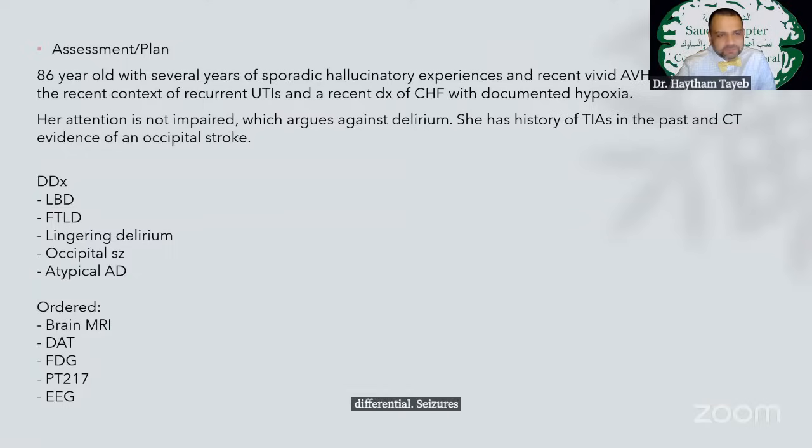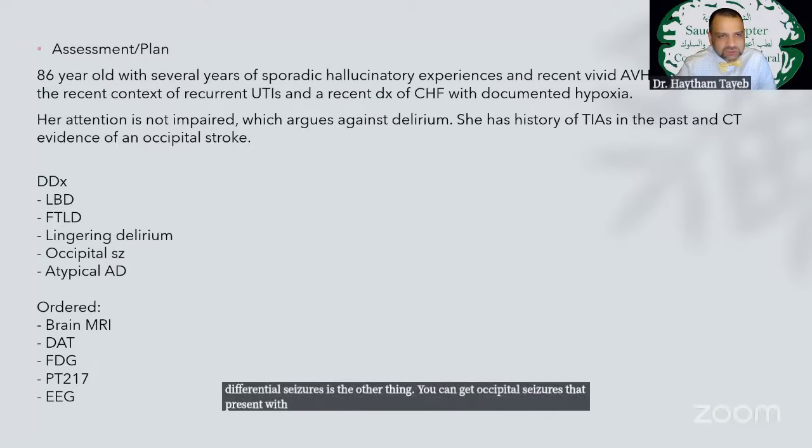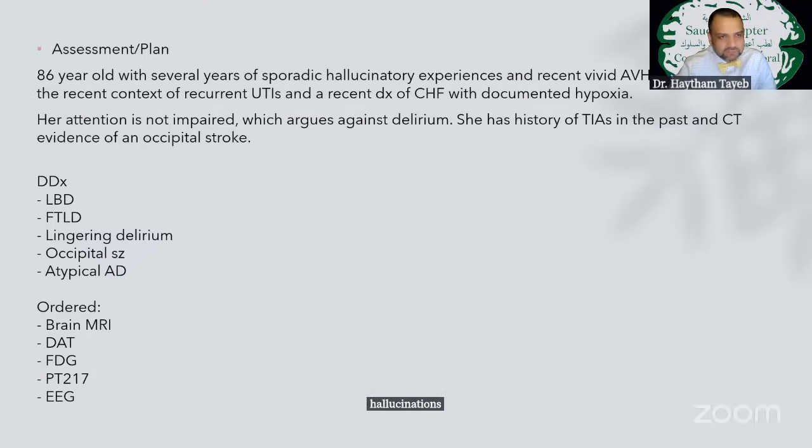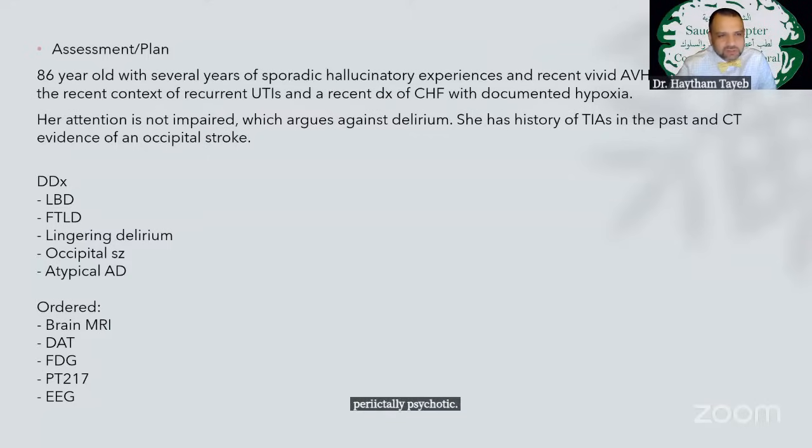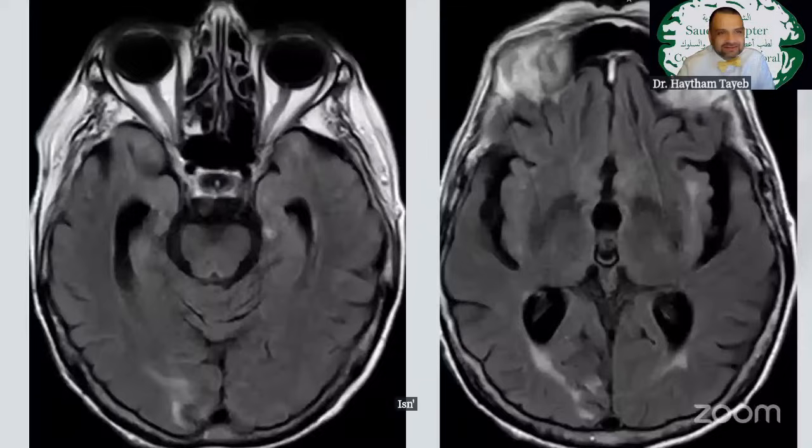Seizures are the other thing. You can get occipital seizures that present with hallucinations, and if you're getting enough of them with sufficient spread, you can be periictally psychotic. So that's another masquerader to think of. An atypical AD is down on the list, and obviously mixed pathology is in there. So, having the luxury of access to all these things, I ordered all of them. Isn't it easy and fantastic?